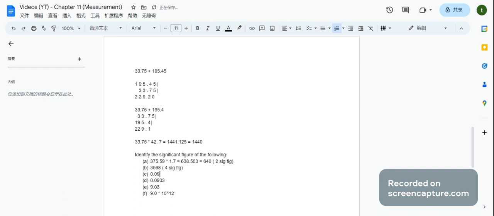This one, the numbers to the left of the decimal place would not be counted as sig figs. So therefore they are not sig figs. Therefore only 9 is a sig fig. Therefore only one significant figure.